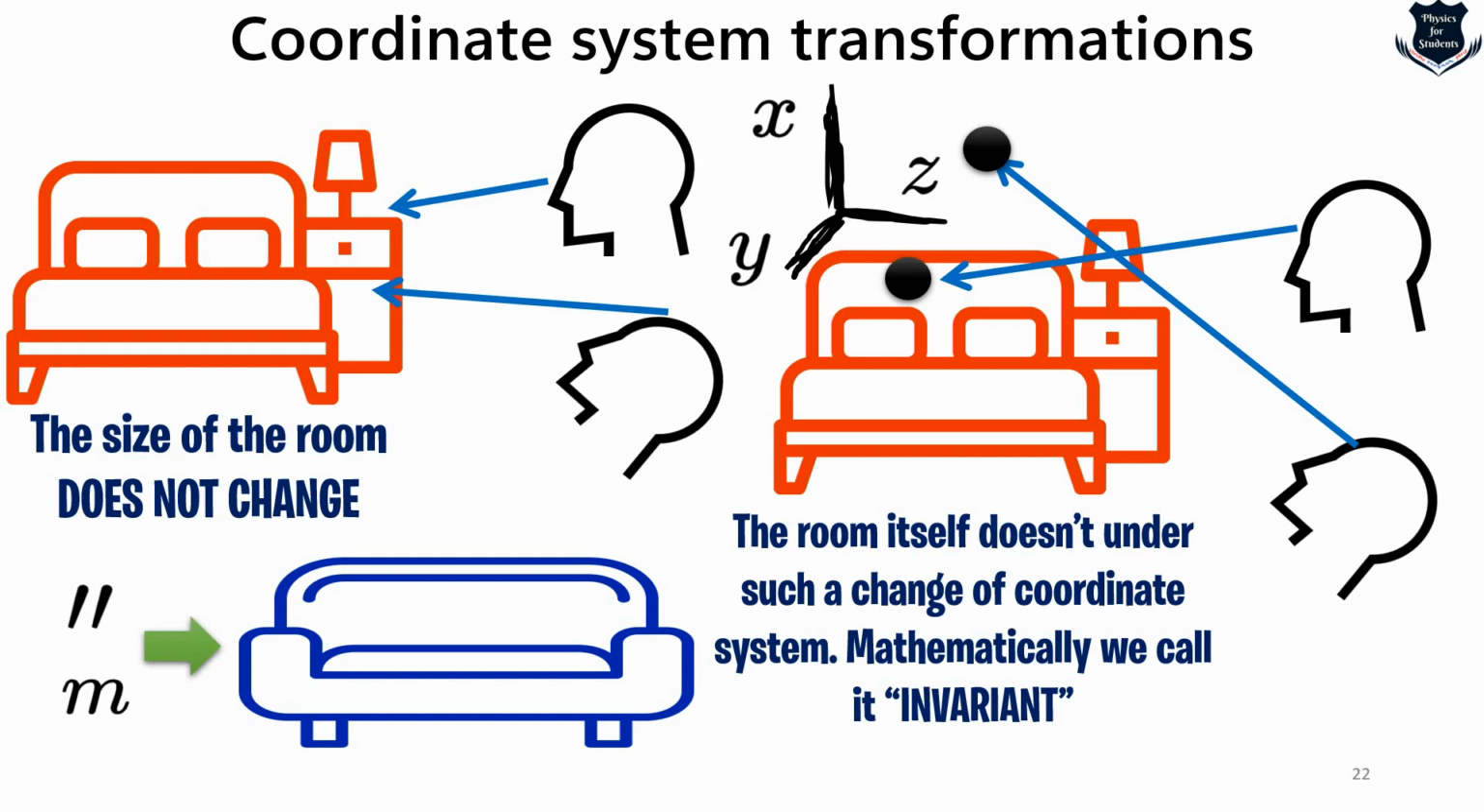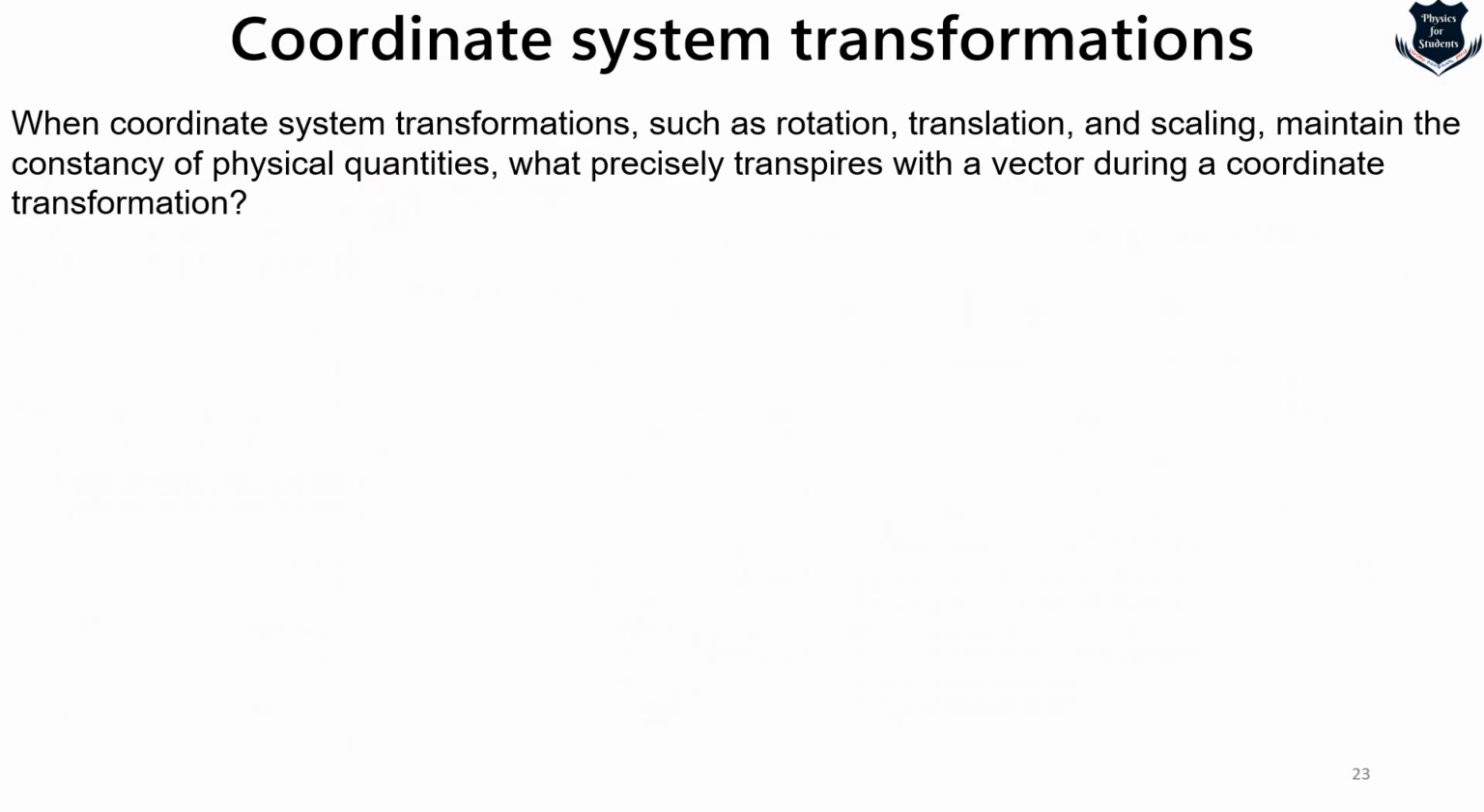I won't say moved, but we can measure that measurement: if I'm looking in this way, the point should be this, and if I'm looking upwards, then obviously the arrow should be pointing a little bit upwards. So under a coordinate system transformation, whatever rotation, squishing, etc. is taking place, what precisely transpires with a vector?